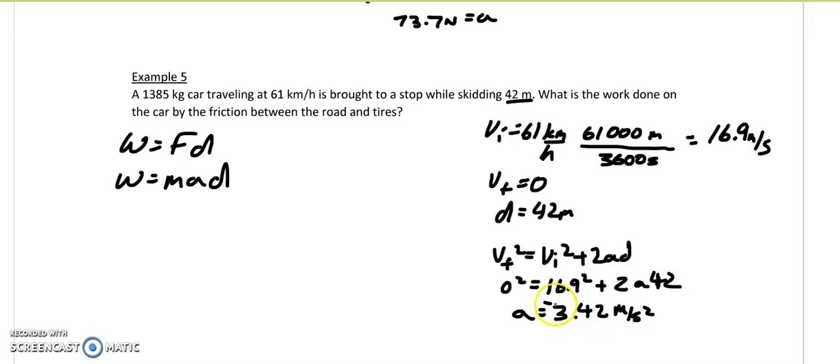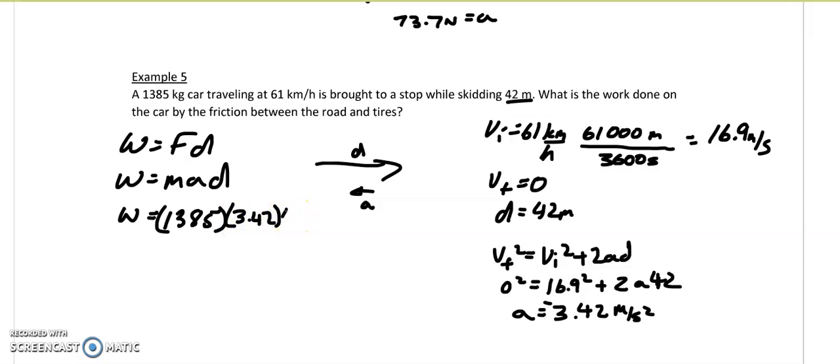Now that's negative because this car is traveling this way, but the acceleration is this way, which is why it's going to stop, and so it's going the opposite direction. We're really just work, though, being a scalar quantity. We're not really worried about that. The mass of this car is 1,385. The acceleration is 3.42 meters per second squared over 42 meters. Means the amount of work done is going to be 1.99 times 10 to the 5 joules.